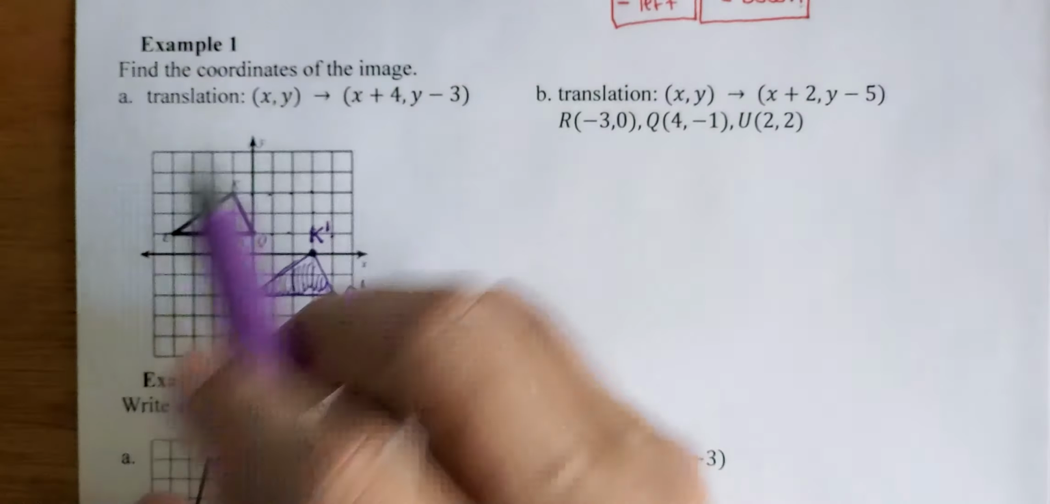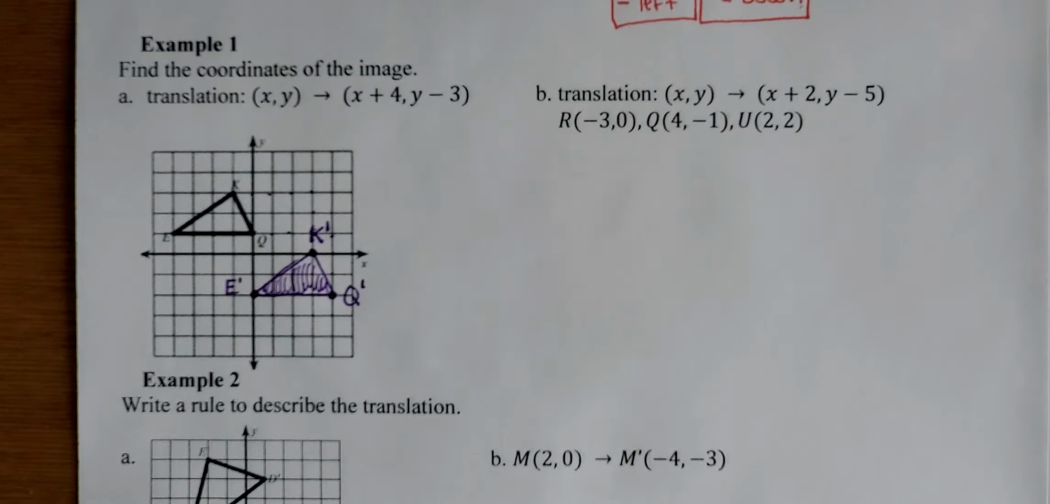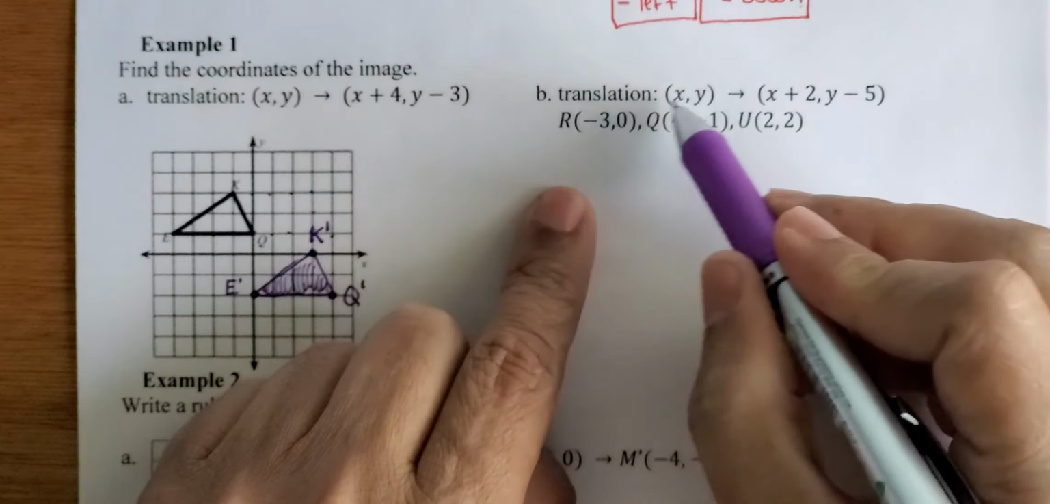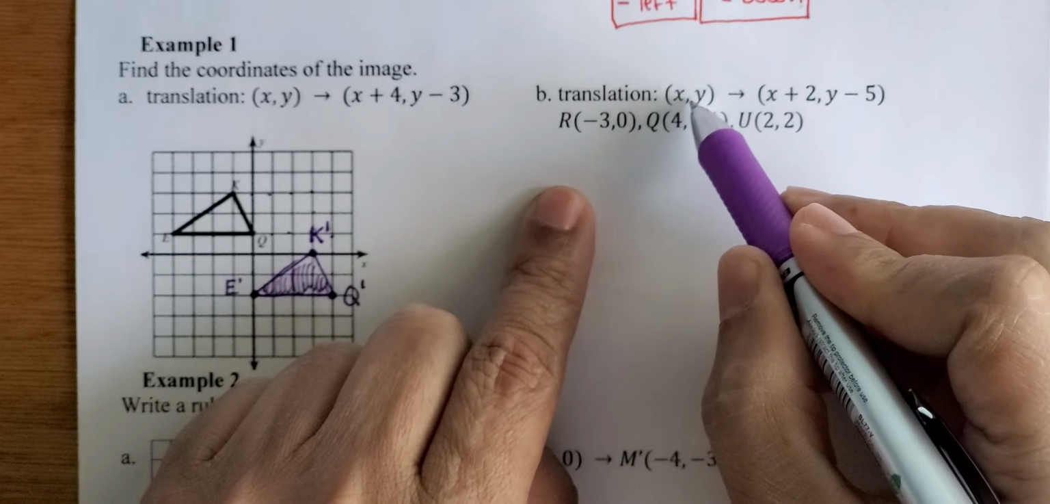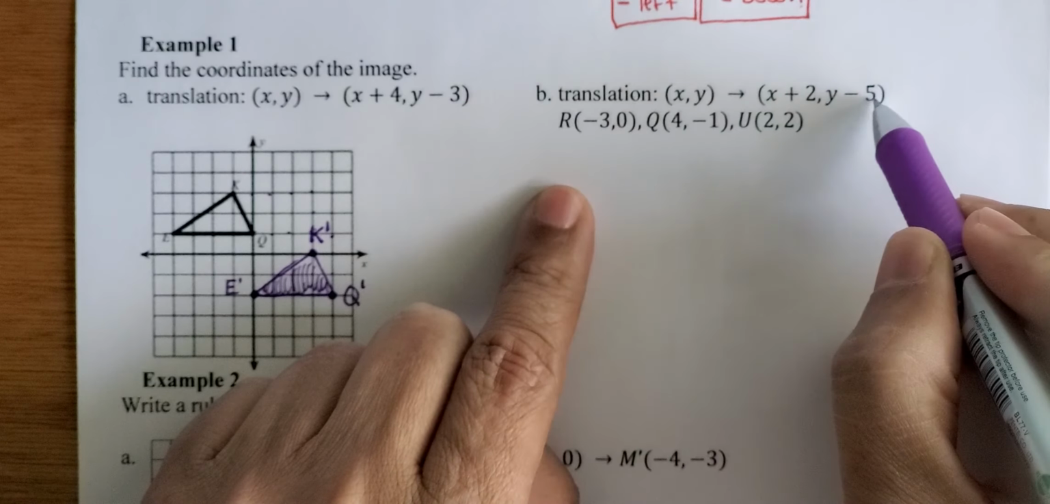And again, this is arrow notation, which is what I explained here. So let's go over to the next example. As you can see, the arrow notation is saying to the x values you're going to add 2, and to the y values you're going to subtract 5.